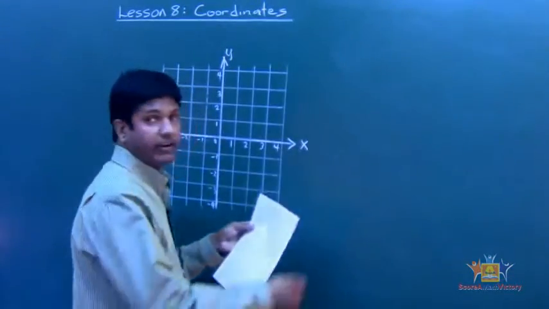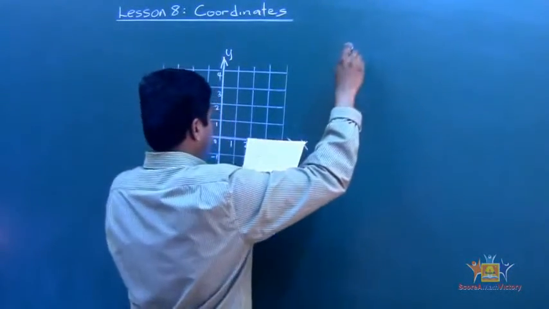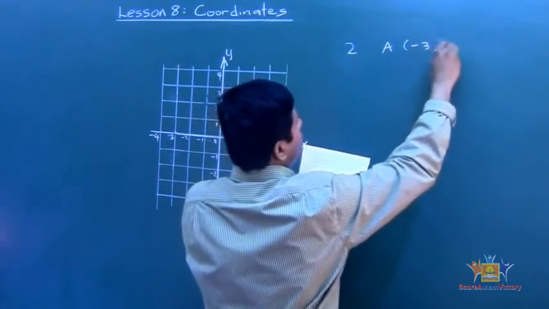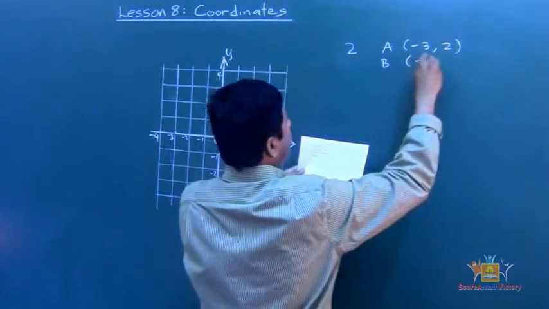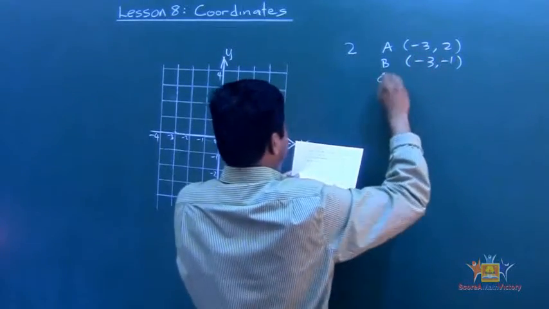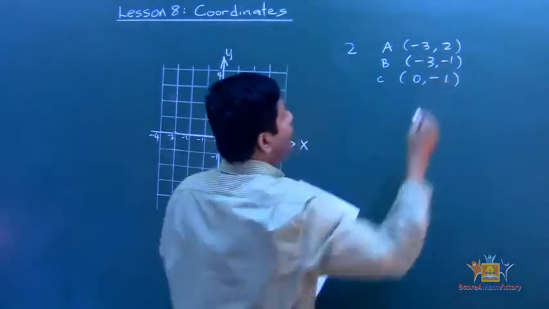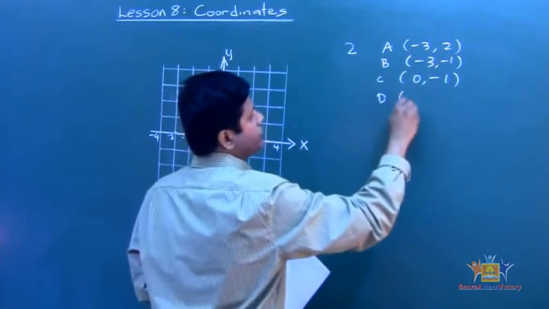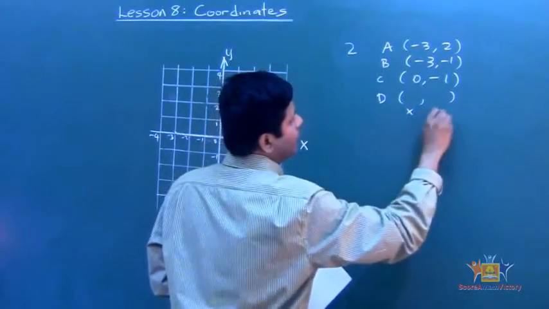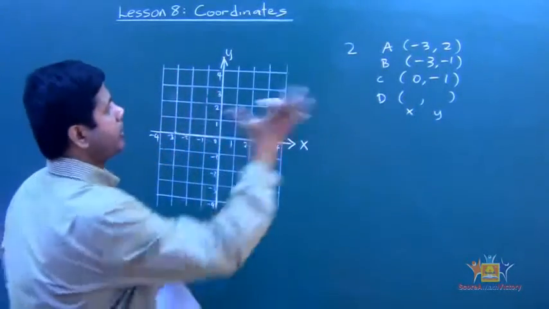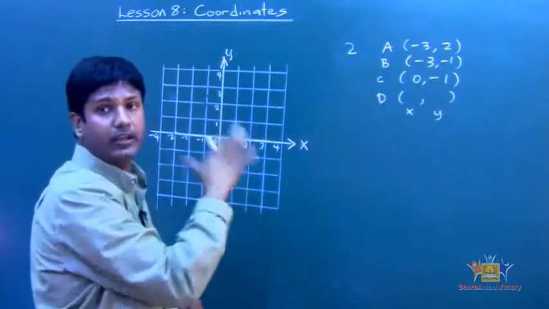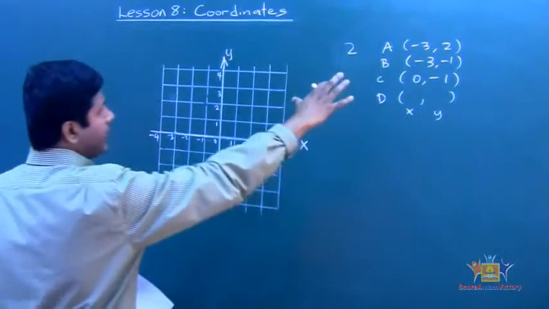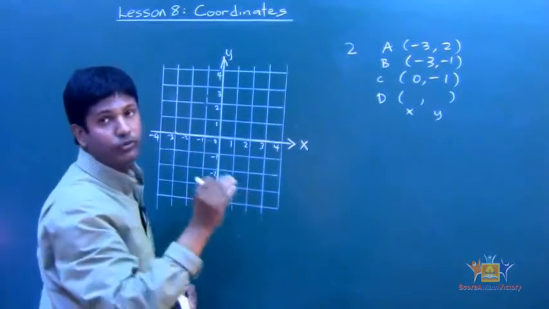Okay, so let's write down problem number 2. The coordinates given for A are -3, 2, B is -3, -1, and C is 0, -1. And we're looking for the fourth vertex, which would be D, which we don't know, but we know it's going to be x and y. So we're going to find it. Let's plot A, B, C first onto the Cartesian plane. That's going to help us find D and make it easier. Okay, let's start with A. A is -3, 2.